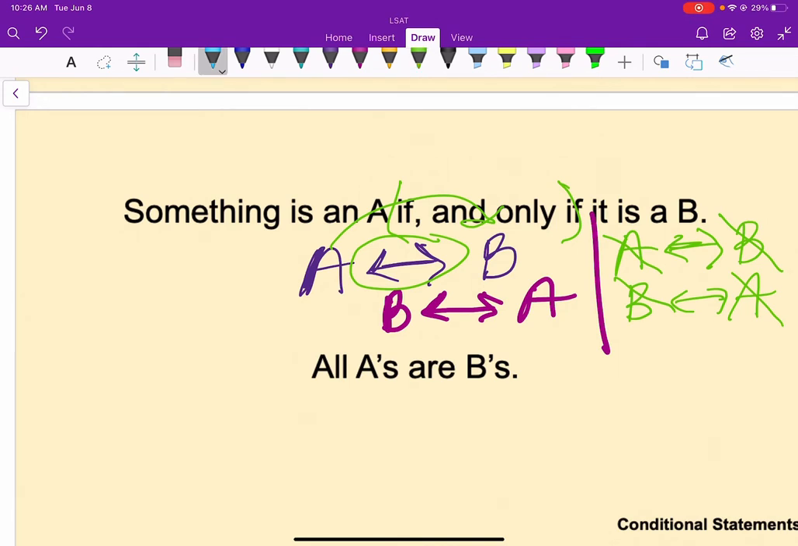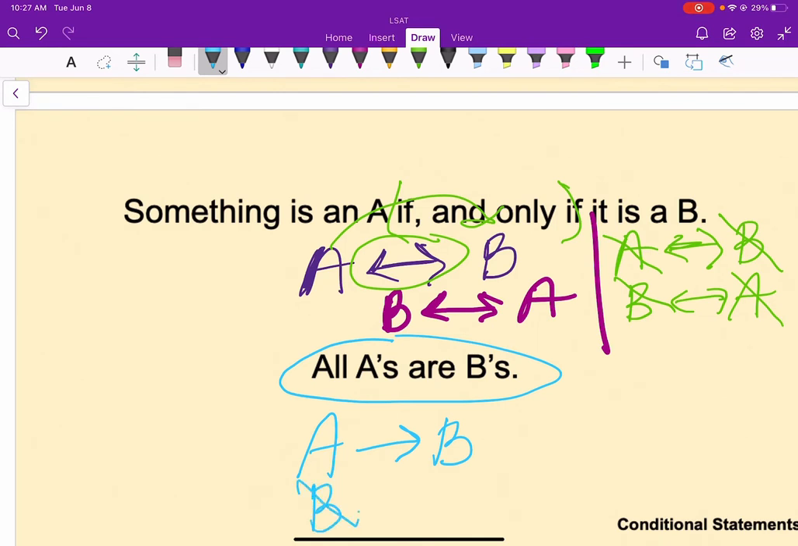And what this might look like is if all A's are B's. So if I'm an A, every single A is a B. And if I'm not a B, then I can't be an A.